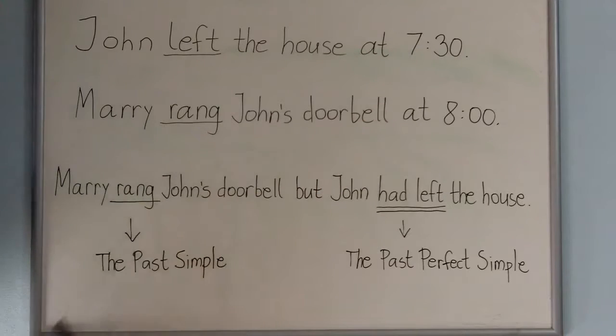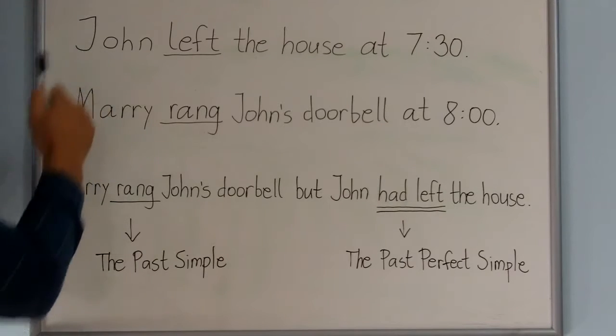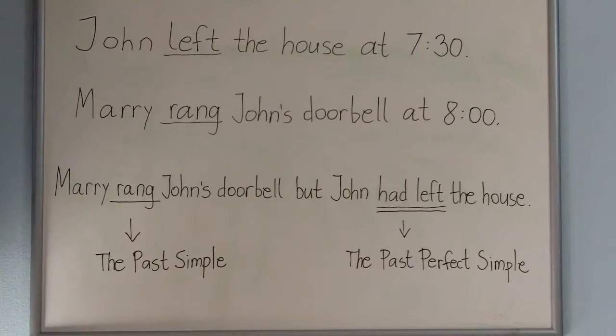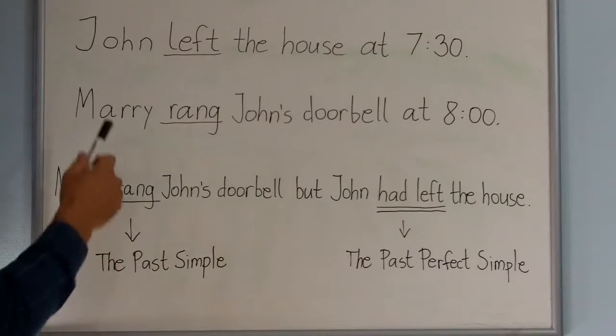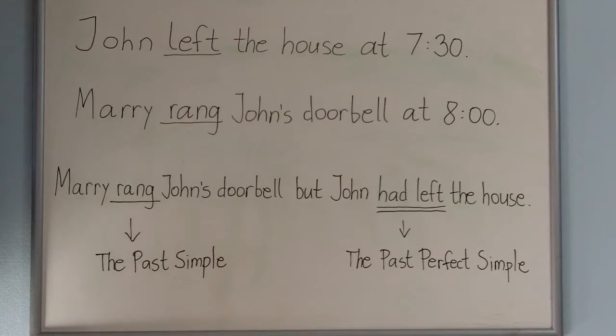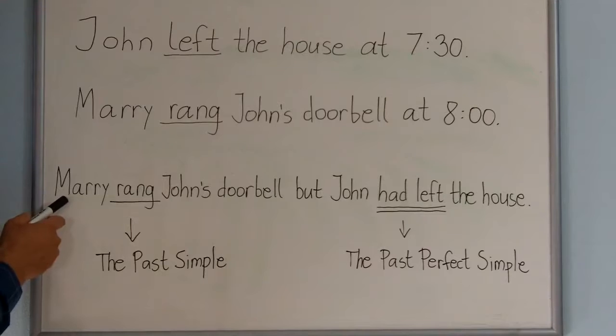7:30. The action that happened first is obviously this one. John left the house at 7:30. The second action is Mary rang John's doorbell at 8. Now we want to combine these two sentences into one. This time, however, we won't use the exact time when the actions took place. The new sentence goes like this.